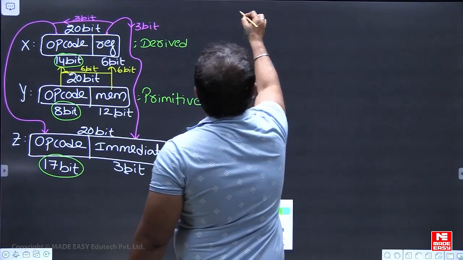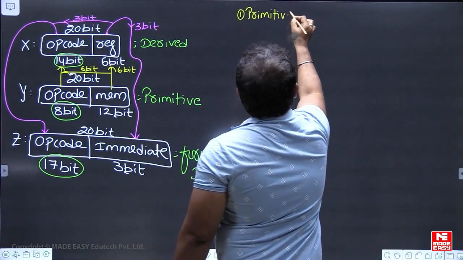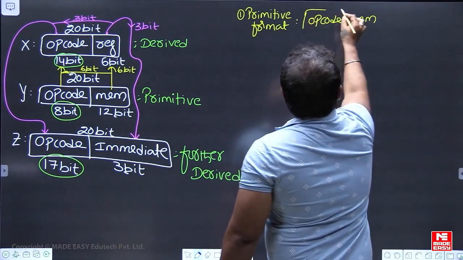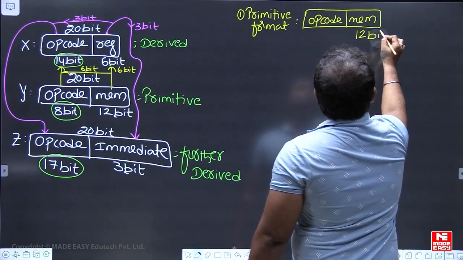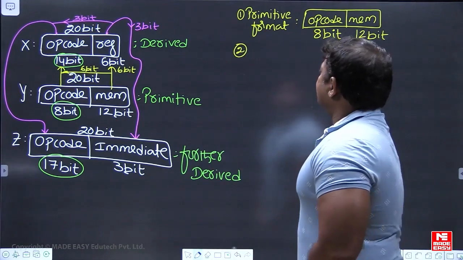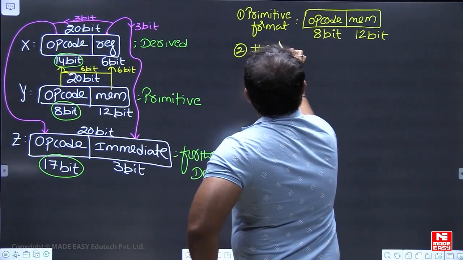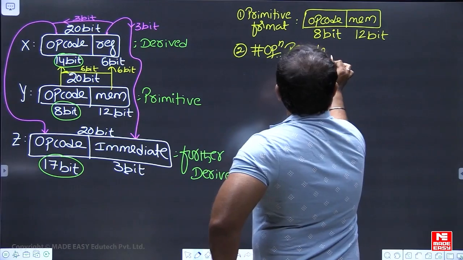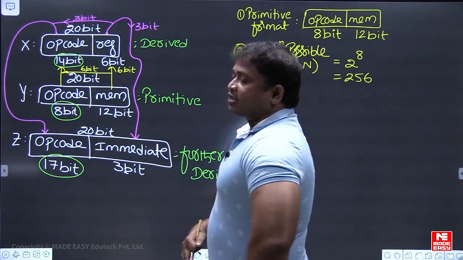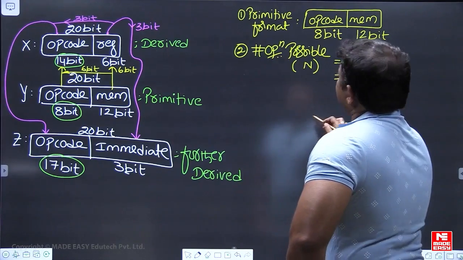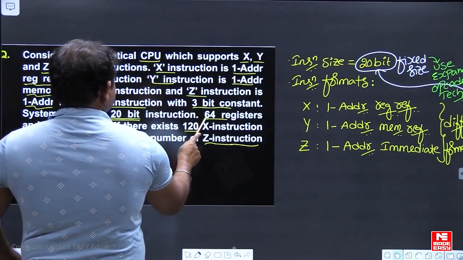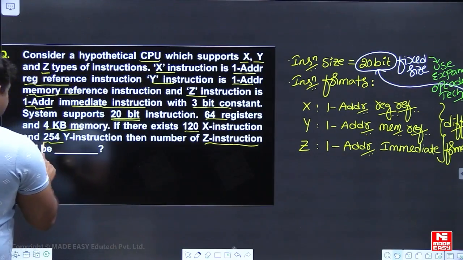First take the primitive format, that is opcode and memory address. What do you have? 12-bit memory address and 8-bit opcode. This is primitive. So now identify the number of operations possible. The number of operations possible depends on the opcode, that is 2 power 8, which is 256 primitive opcodes possible. But how many are implemented? That is given here. So how many Y instructions are present? See this, Y instructions: 254 Y instructions are present, clearly given in the question.